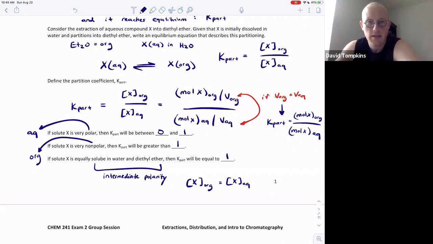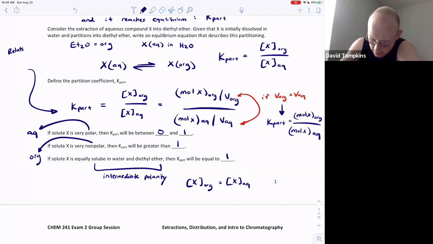So Kpart tells us about the relative affinity of a compound, based on its polarity, for each of these two phases in your separatory funnel. It tells you how much it enjoys spending time or being solvated in a nonpolar organic solvent as opposed to a polar aqueous solvent.